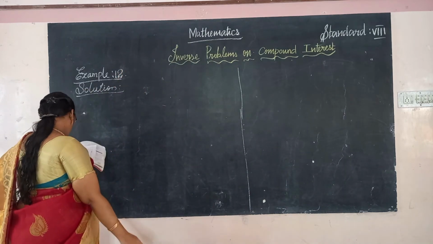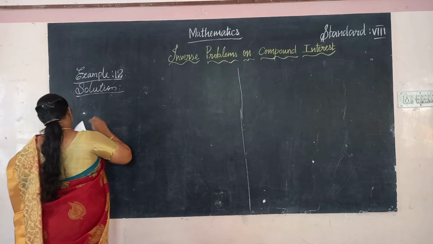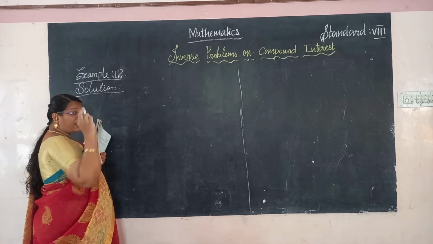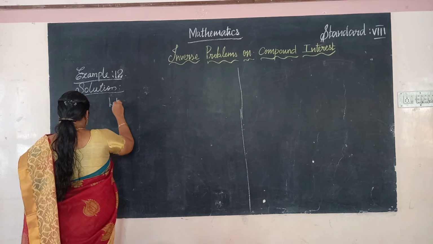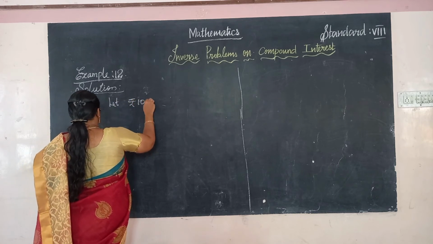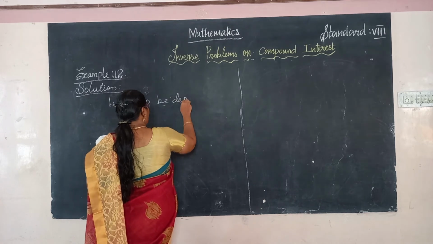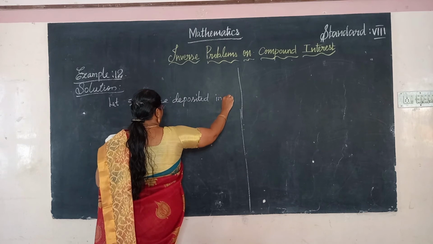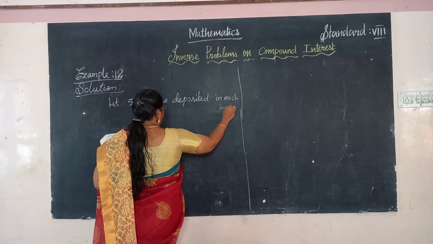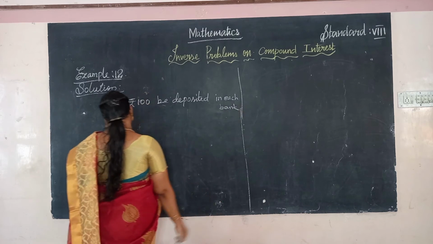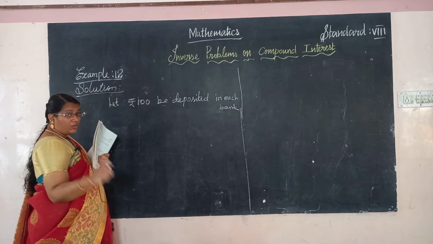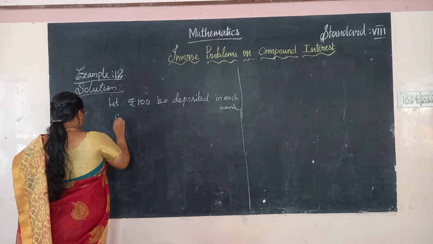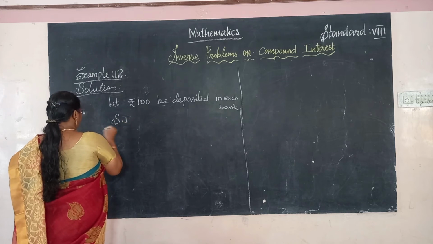Okay, example 12. What data are given here? Principal amount, the deposit amount, is not given. So first we consider, let rupees 100 be the deposited amount in each bank. First case, what is the first bank? Simple interest. First we calculate the simple interest. You write case 1.